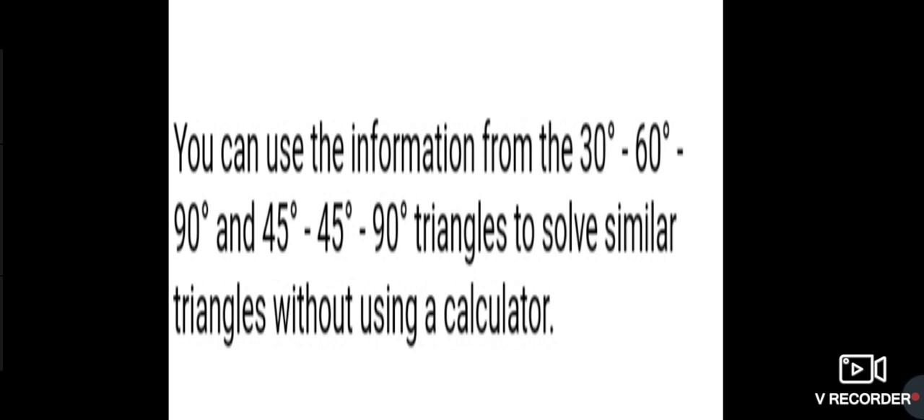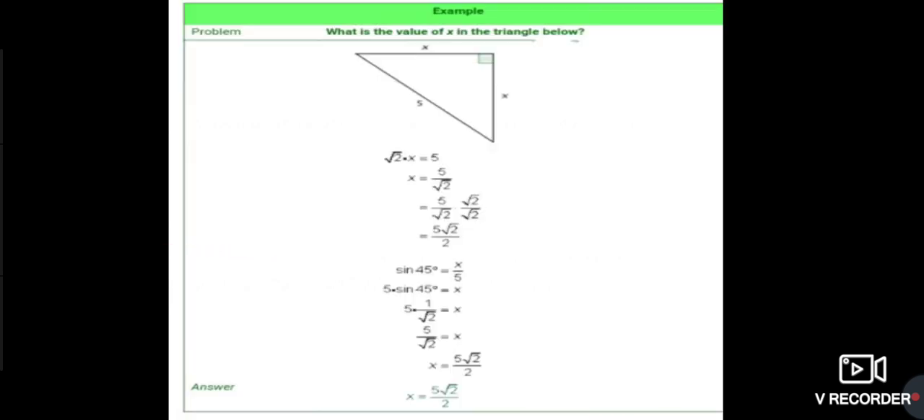You can use the information from the 30 degrees, 60 degrees, 90 degrees and 45 degrees, 45 degrees, 90 degrees triangles to solve similar triangles without using a calculator. For example, what is the value of x in the triangle below? Since the two legs have the same length, the two acute angles must be equal, so they are each 45 degrees.